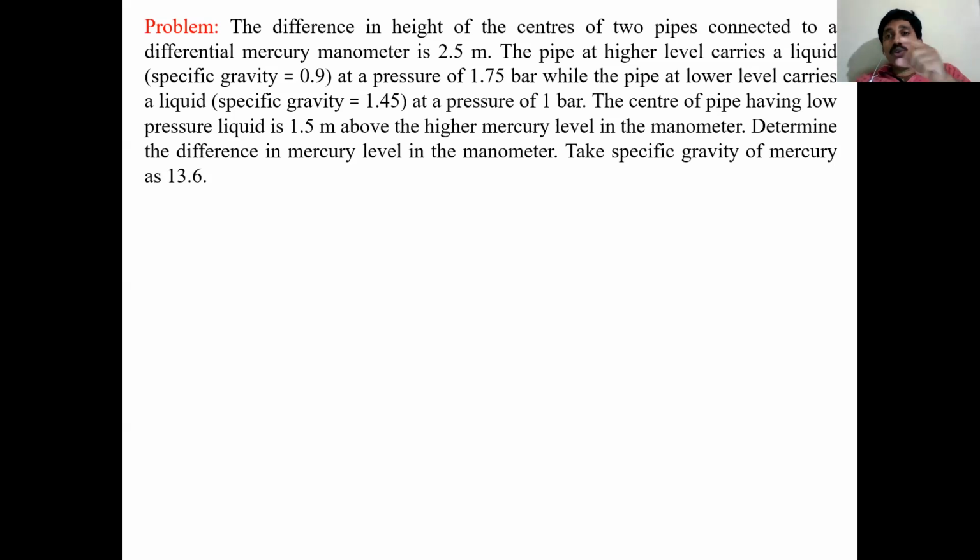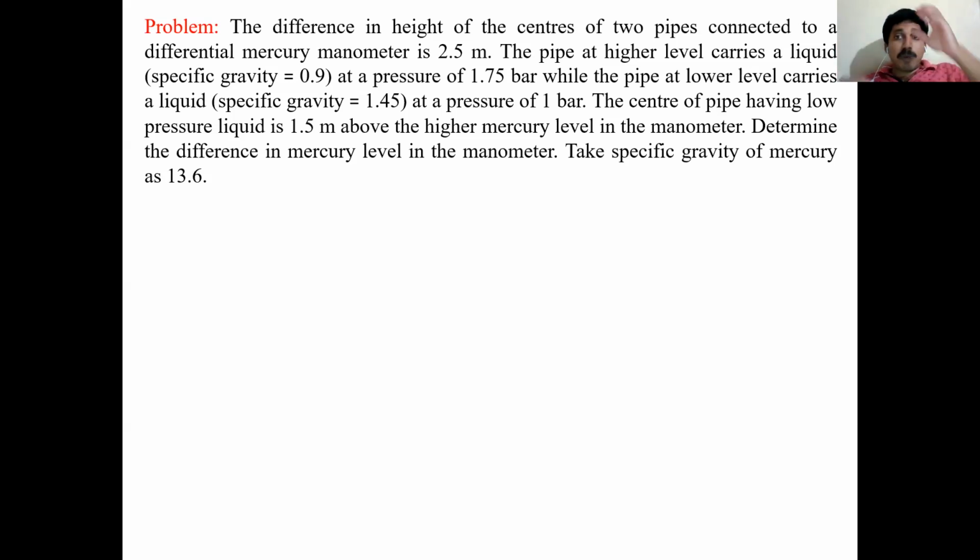While the pipe at lower level carries, on the other side, a liquid with specific gravity 1.45 and pressure 1 bar. So here the pressure is 1 bar, and for the higher level the pressure is 1.75 bar. Specific gravity 0.9, specific gravity 1.45.